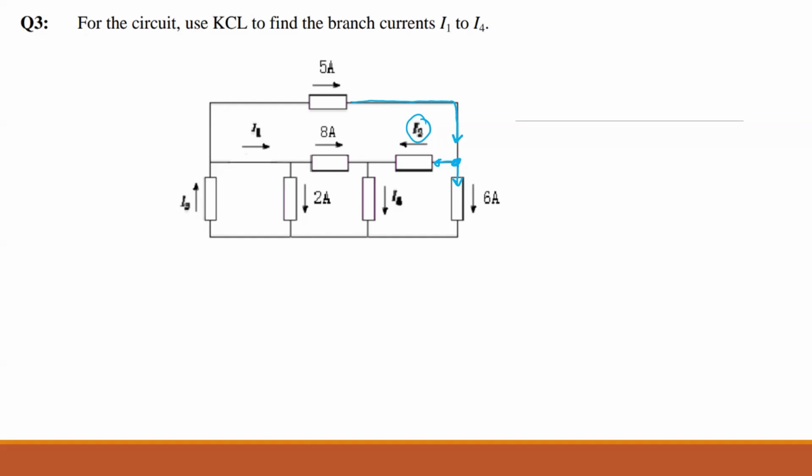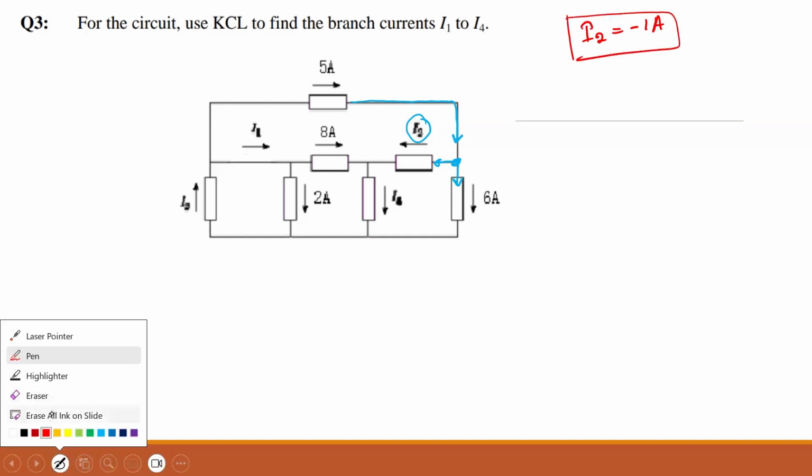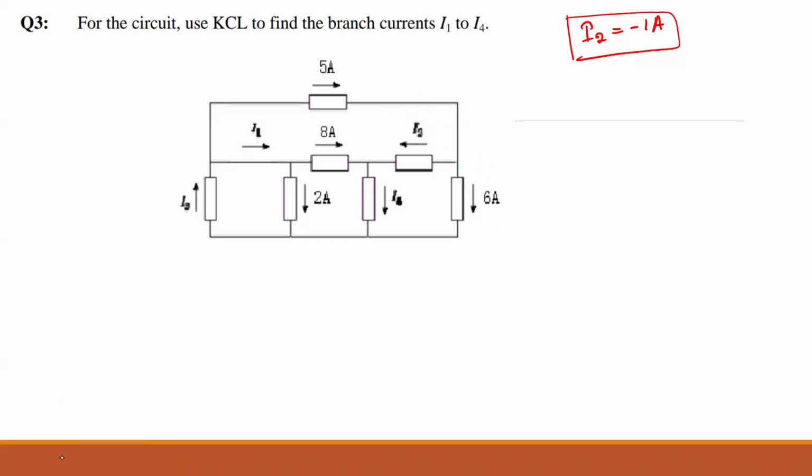So 5 coming in, 6 going out. Is that right? So what is I2? Negative 1. Negative 1 amp. If it is confusing, you can put negative 1 as I2, but to do the rest of the questions, you can put the arrow in the opposite direction. So this way, it is 1 amp. So minus means this arrow is wrong. And 5 is coming in, 6 is going out. But your answer you should give as negative 1 because that's your answer.